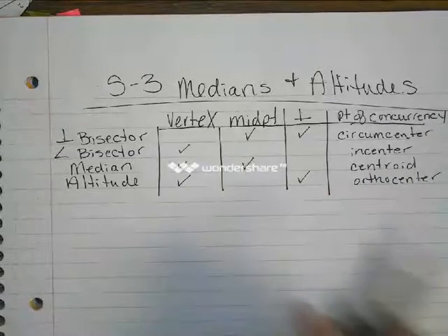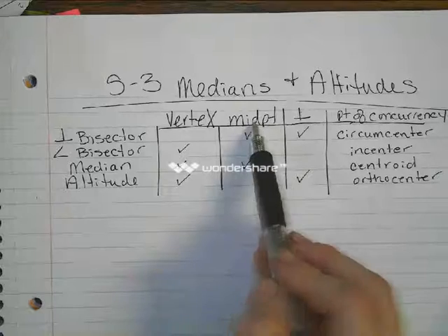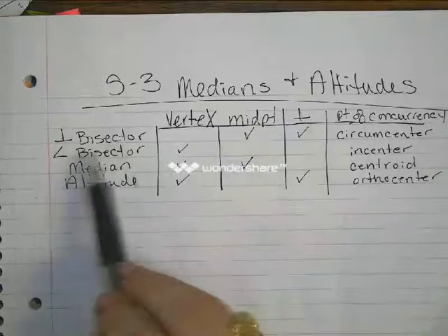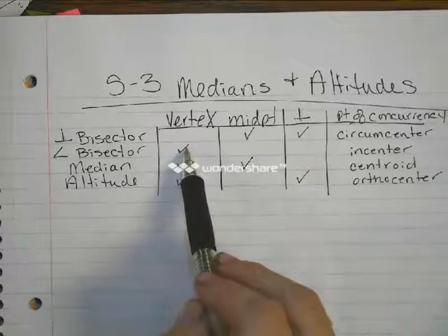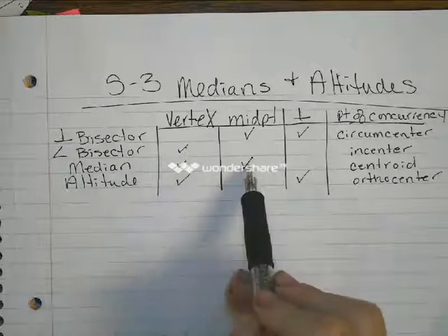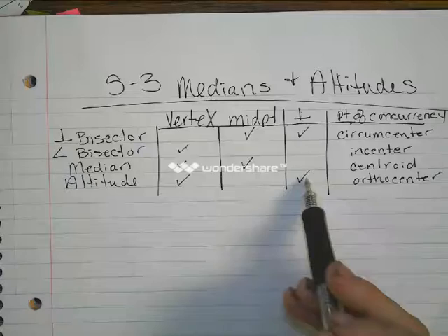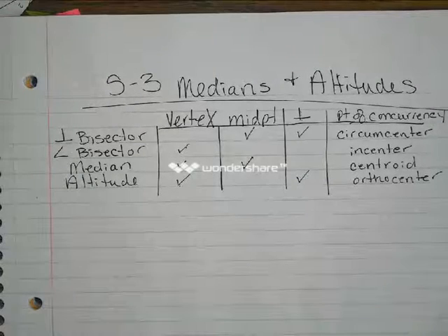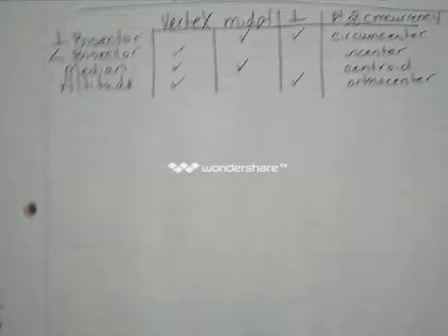Perpendicular bisector goes through a midpoint and is perpendicular. Angle bisector goes through the vertex. The only thing it does is bisect the angle. Median goes through a vertex and a midpoint. Altitude goes through the vertex and is perpendicular. Okay? Alright. Most of the questions in this section are going to be just pure vocabulary.